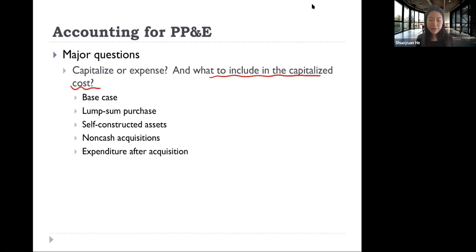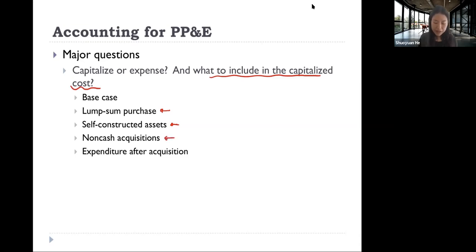Specifically, to capitalize or expense and what to include in the capitalized cost, we're going to first start from the base case situation. Then we're going to move to the situation of a lump sum purchase, where the firm is purchasing several items at the same time. After that, we're going to talk about self-constructed assets, in other words, the firm is not spending money purchasing the asset. Instead, the firm is building the asset by itself.